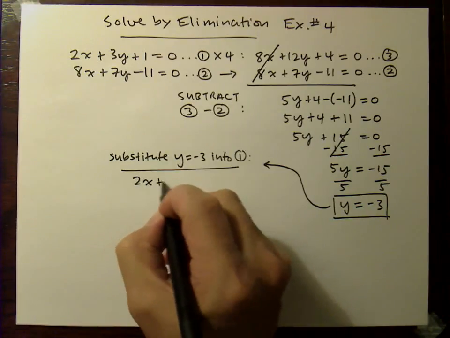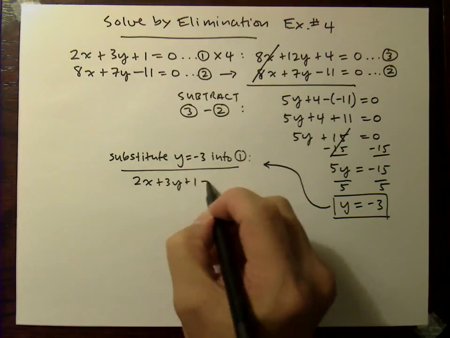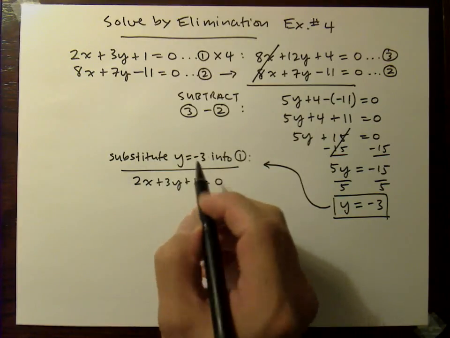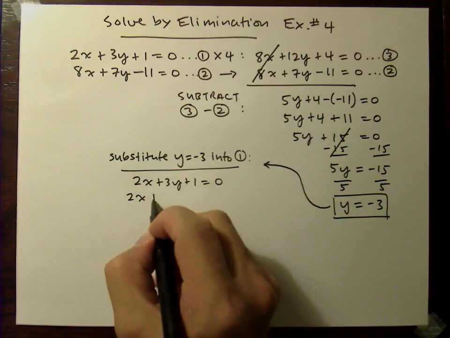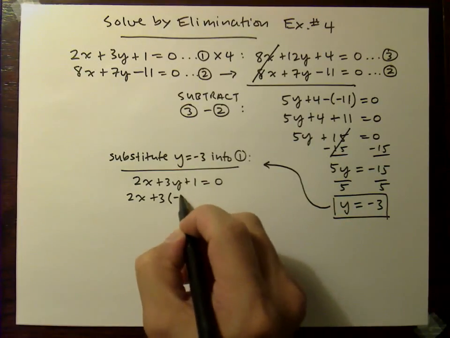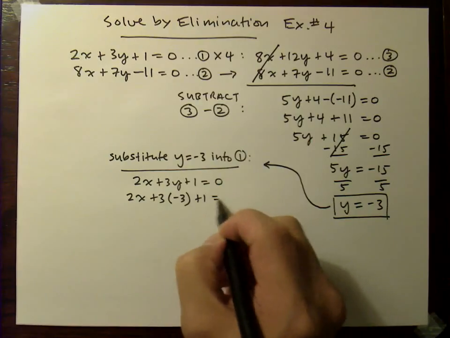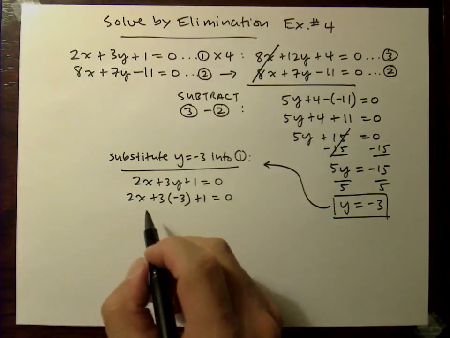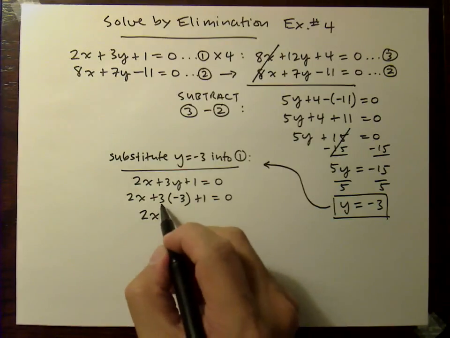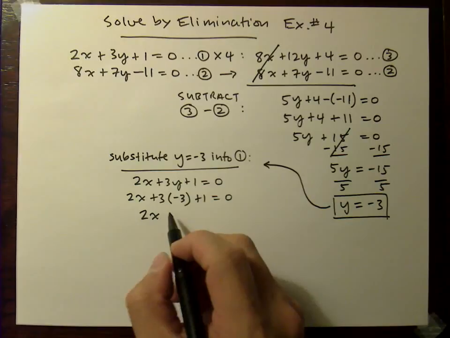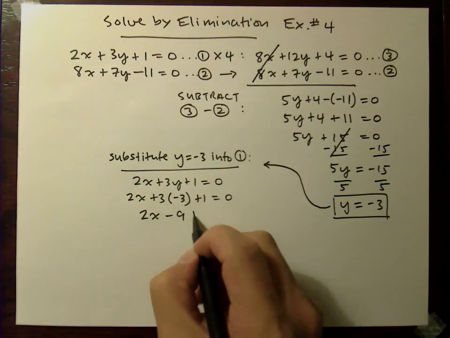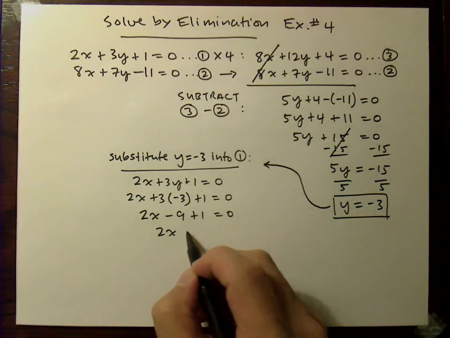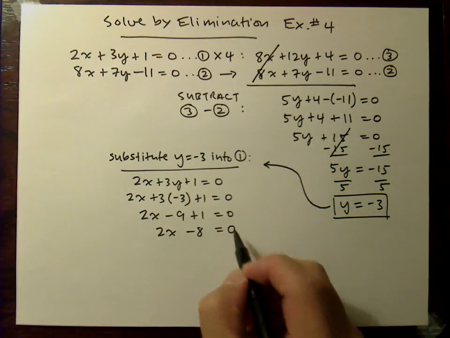So I'm just going to copy the equation out so I don't make a mistake, and then I'm going to replace the y with negative 3. So I have 2x plus 3 times negative 3. Now I have an equation with just x, which I can solve for. Simplifying, plus 3 times negative 3 is minus 9. Minus 9 plus 1 is minus 8.